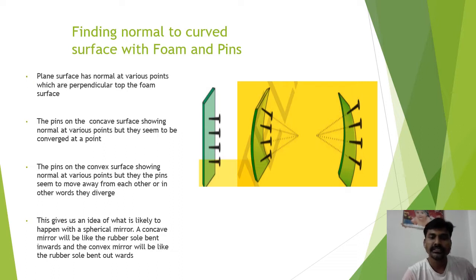But when we bend this foam inward like this, like in figure 2, so here the pins which are converging at a point, that means when we bend inward the plane foam, all the pins are converging at a point. This is called as center of curvature. And when we bend this foam outward, the pins are diverging, they are moving away from each other. So by doing this activity, we can say the bending surfaces, that means the curved surfaces, have the center of curvature.